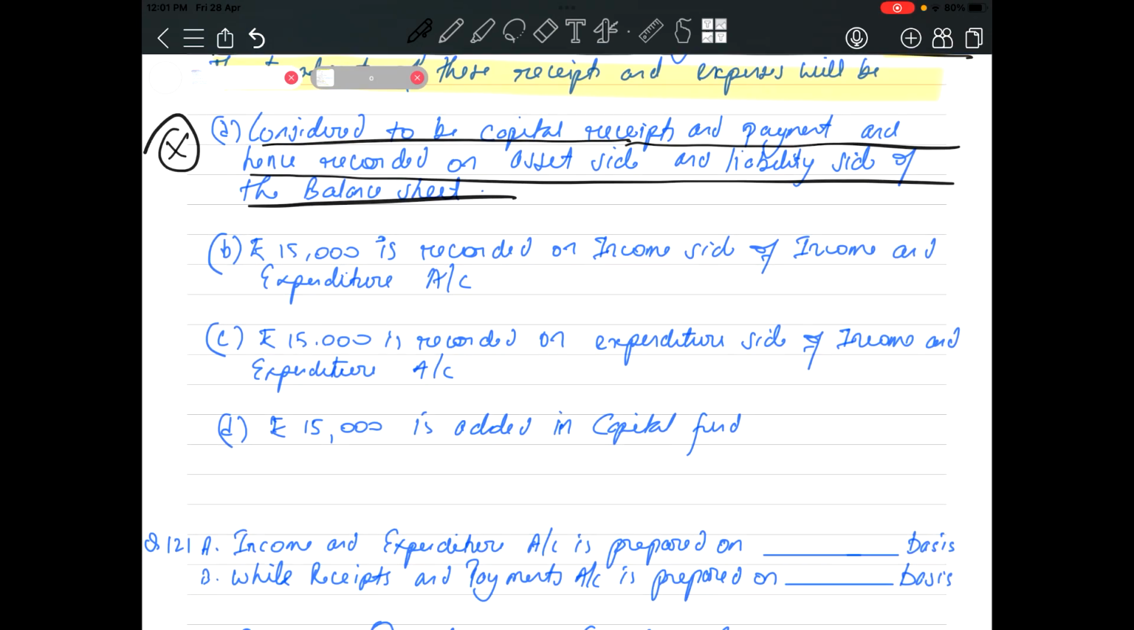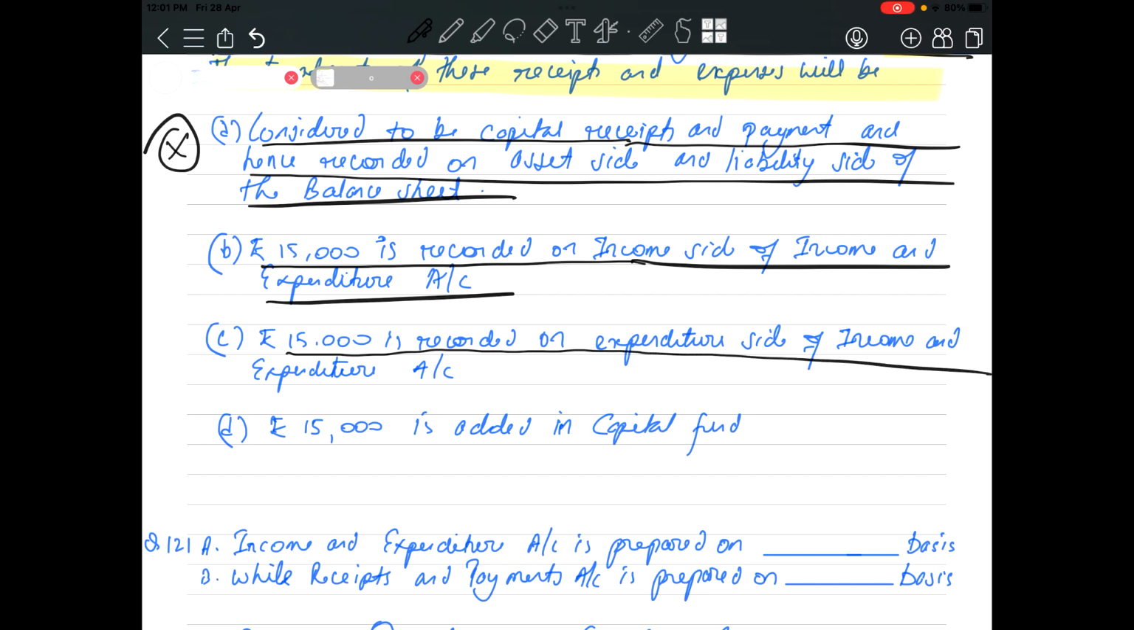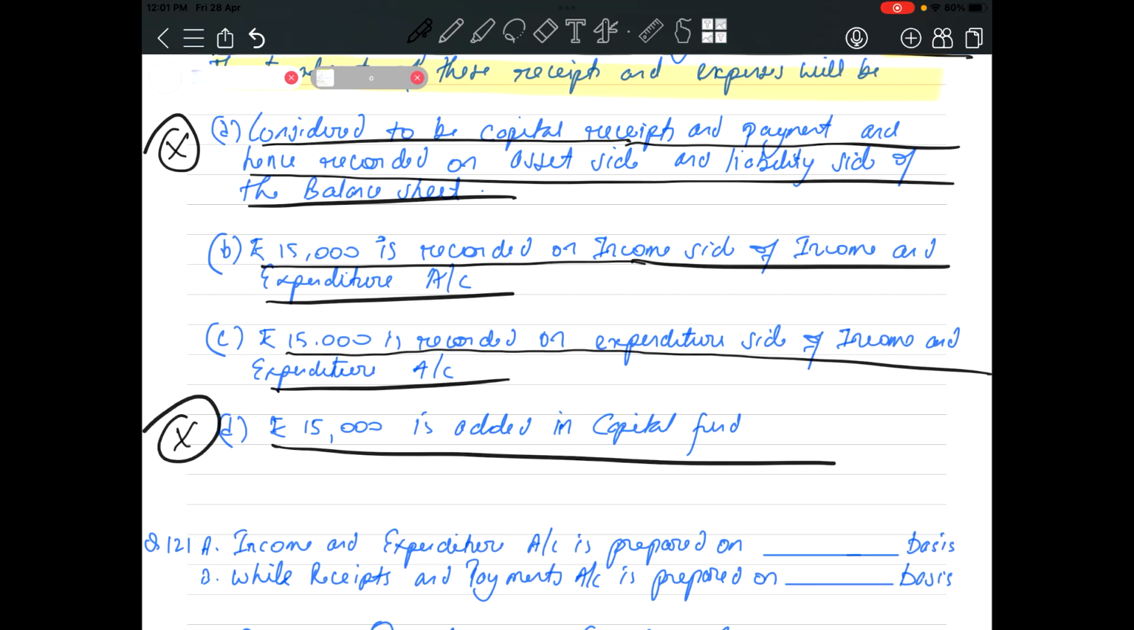Let's see option B. Rupees 15,000 is recorded on the income side of income and expenditure account. Option C, 15,000 is recorded on the expenditure side of income and expenditure account. Option D, rupees 15,000 is added to capital reserve. This is also not a capital fund item, so this is also not correct. So now we have to choose between B and C.